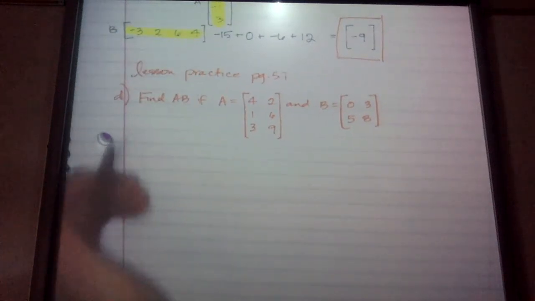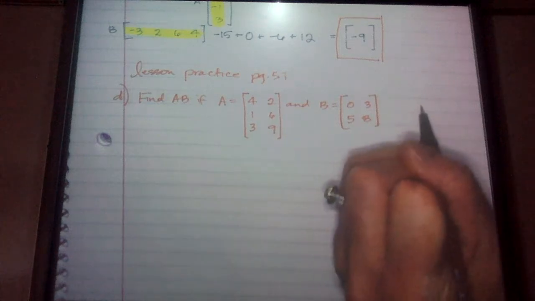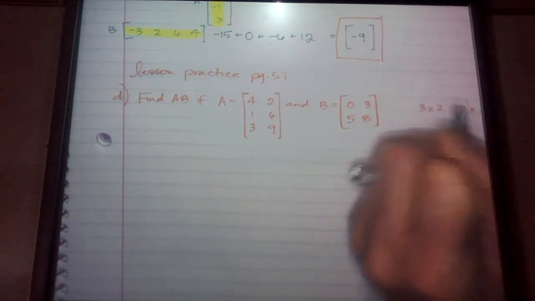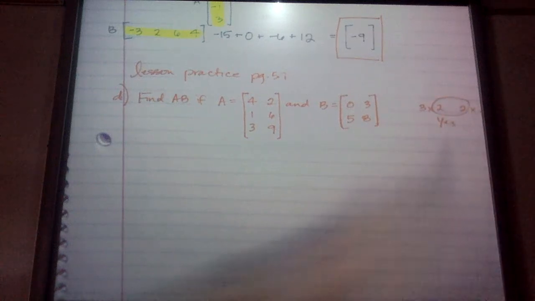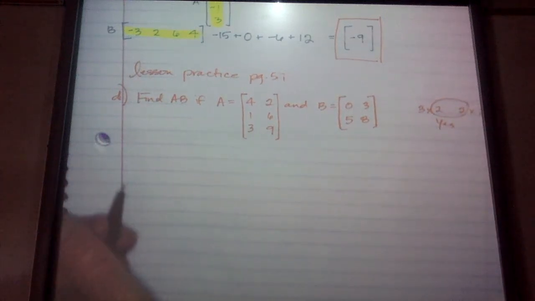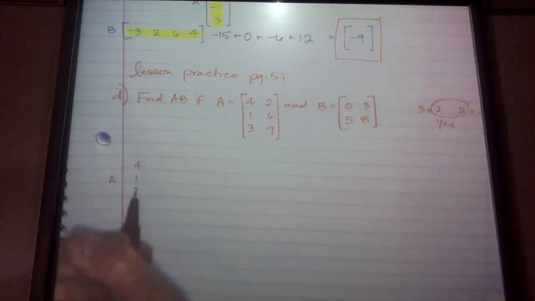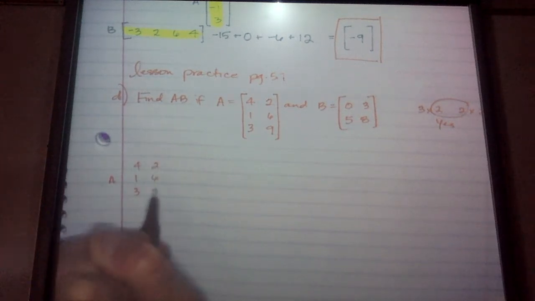So I have a 3 by 2 and a 2 by 2. So I know that this is possible. So here we go. I'm going to start with matrix A. So matrix A is 4, 1, 3, 2, 6, 9.